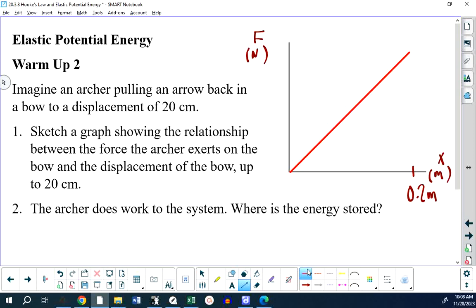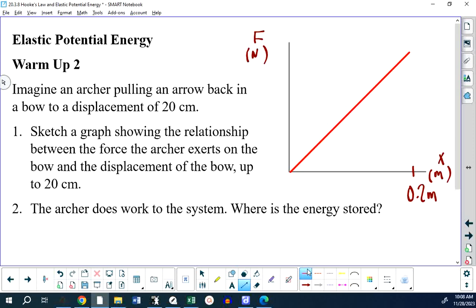But with elastics and springs and bows, the force increases from nothing to a maximum. And when we found the work done in lifting an object, we just took the force of gravity times the displacement. We want to take the force times the displacement here, but the force is different everywhere. So, the archer does work to the system.